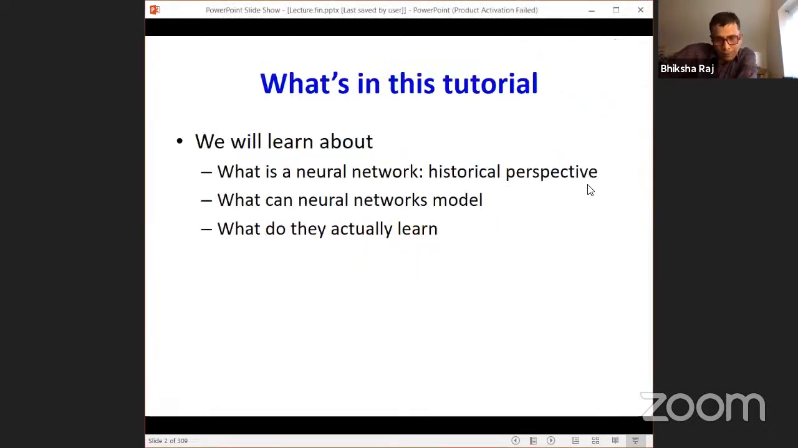So here's what we're going to learn. What is a neural network? Some historical perspective, what it can model, and what do they actually learn?